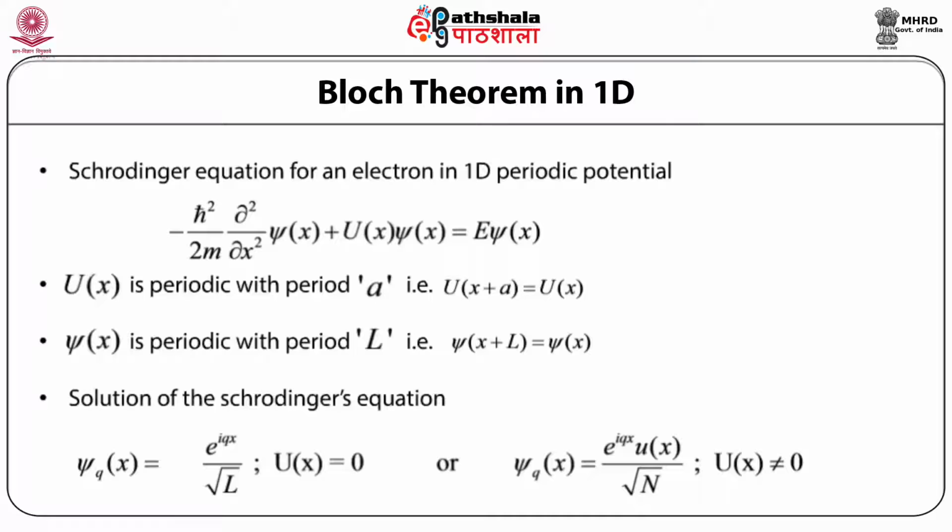If the periodic potential was absent, then U(x) would be 0, and the corresponding solution of the Schrödinger equation would be φ_q(x) equal to e^(iqx) divided by root L. If you recognize this, this is basically like a traveling wave in the absence of any periodic potential. Now if the periodic potential U(x) is not equal to 0, then the solution would look like φ_q(x) equal to e^(iqx) into u(x) divided by root N. So you see here that this plane wave is now multiplied by a function u(x). The basic structure of the solution will still remain the same.